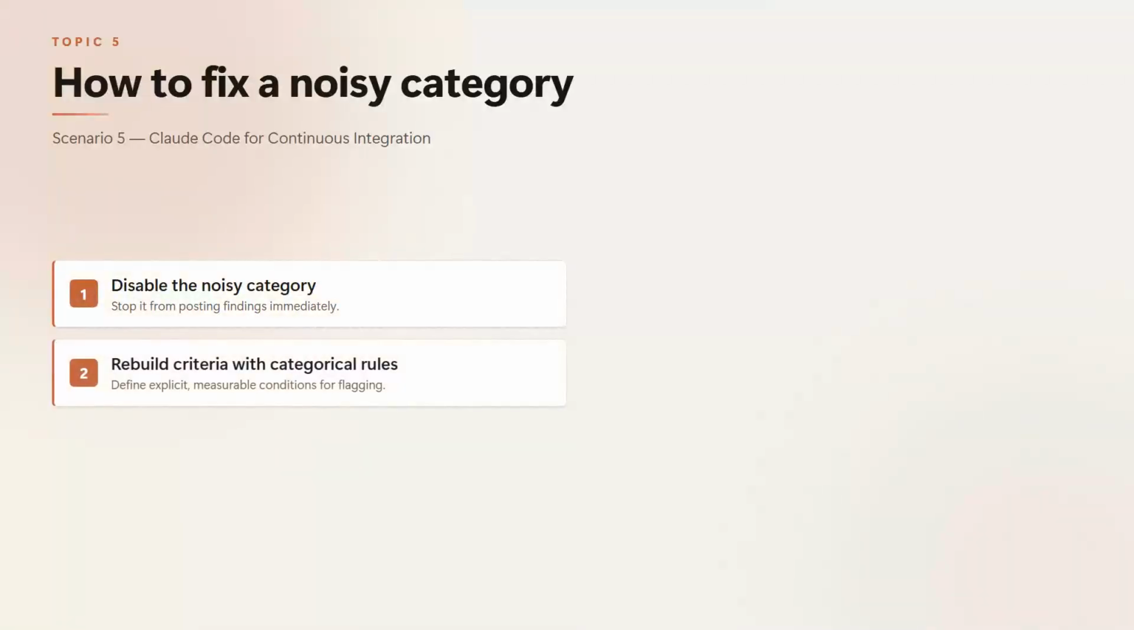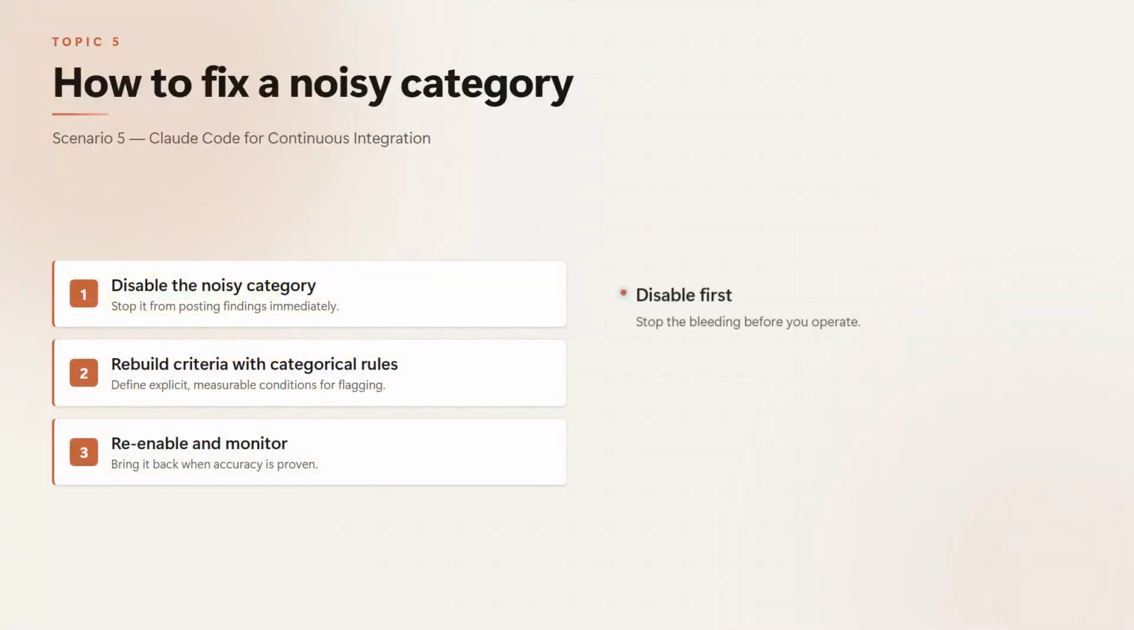Take the symptom: performance findings are 70% wrong. The binding constraint is trust, a noisy category costs credibility on accurate ones. The document's fix is to disable that category, rebuild its criteria with categorical rules, then re-enable it. The alternative, tweaking the prompt to say "only report high confidence," loses because it doesn't change what the model flags, it just changes the words.